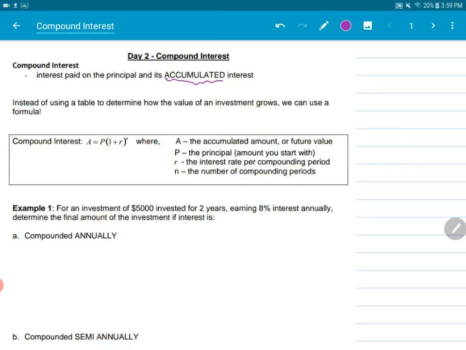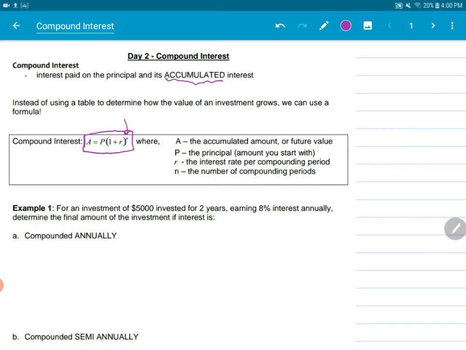Instead of using a table like you did in the example yesterday to determine how the value of an investment grows, we can use a formula. Basically, yesterday's task was the long way, and this is going to be the way shorter way. We have our formula right here, and it has an exponent in it, which is going to be useful, but you're probably going to have to take out your calculator or your phone calculator to do it with me and see if you're getting the right numbers.